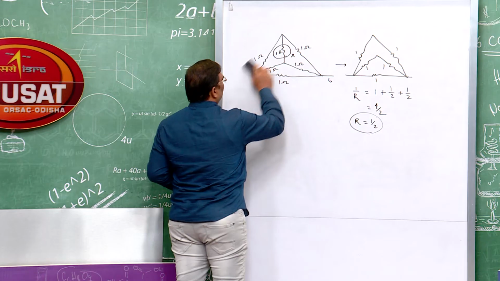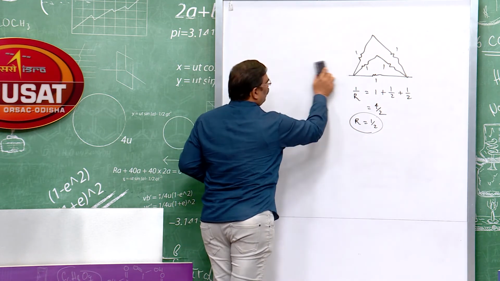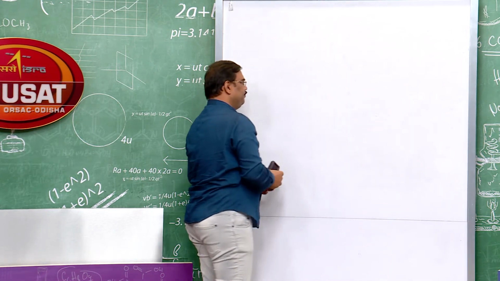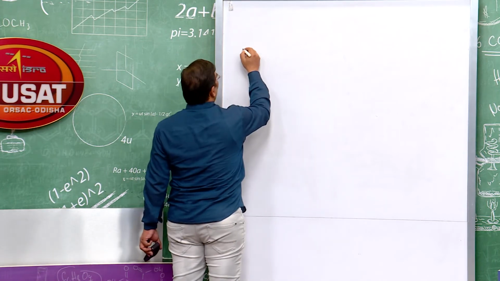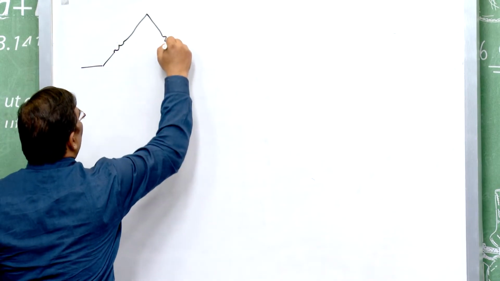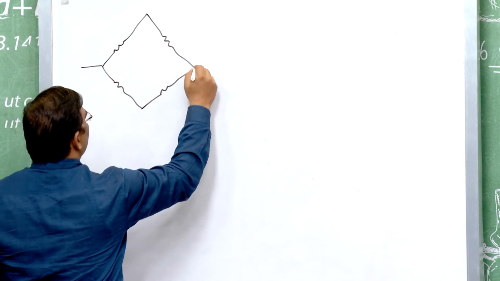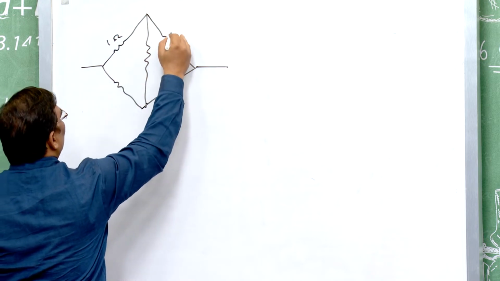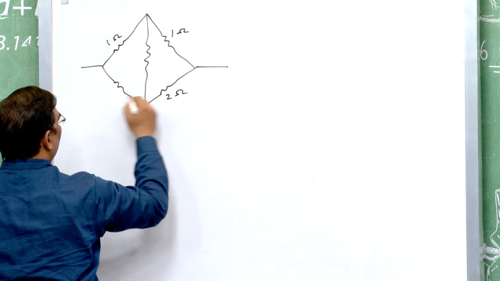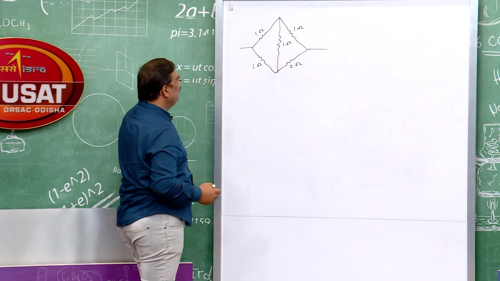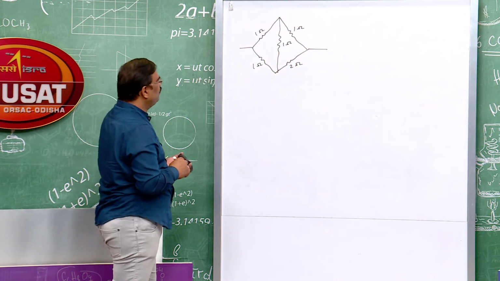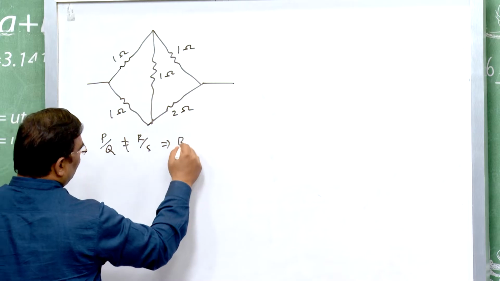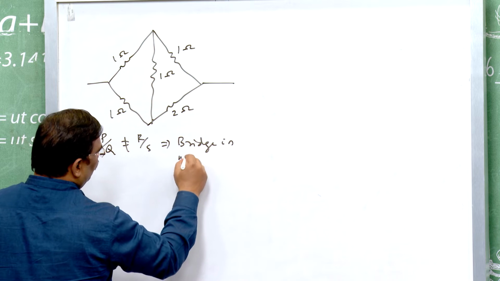So, now let us calculate the effective resistance when the bridge is not balanced. Suppose this is 1 ohm, this is 1 ohm, this is 2 ohm, this is 1 ohm and this is 1 ohm. Now, in this case we see that P by Q is not equal to R by S, which implies the bridge is not balanced.